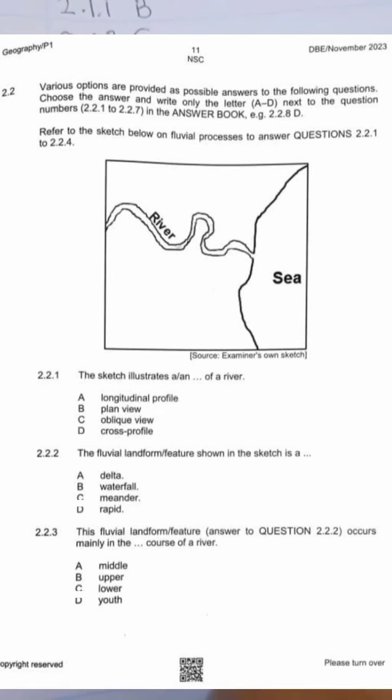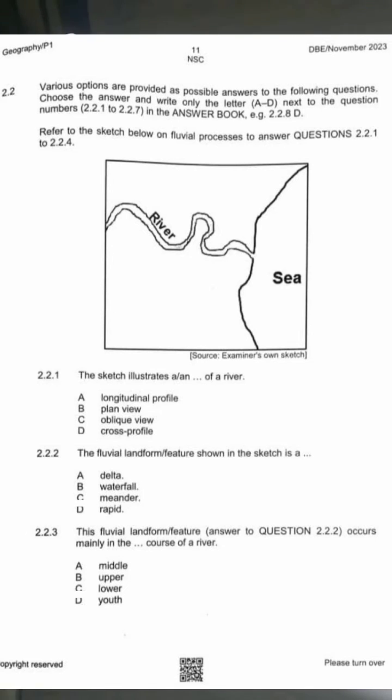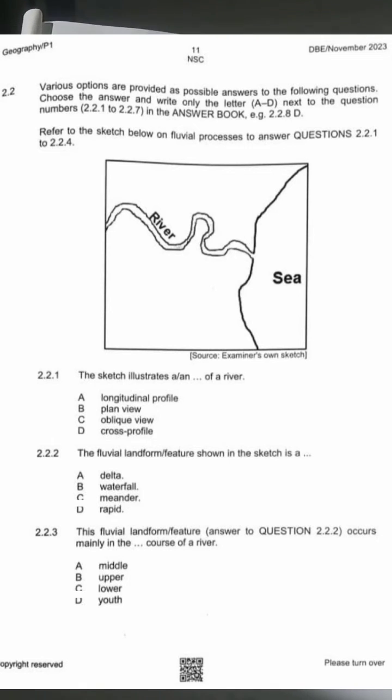So what do we see here? Okay, we have a sketch below and questions that are going to be based on this from 2.2.1 to 2.2.4. Okay, so let's look at this diagram here. So what do we see? Illustrated here is a river that eventually empties out to the sea. The sea is on the right hand side, the river is on the left hand side, so that means that the river is going towards the right.